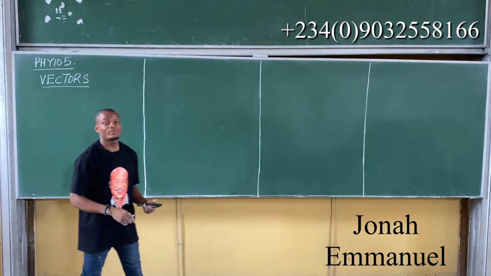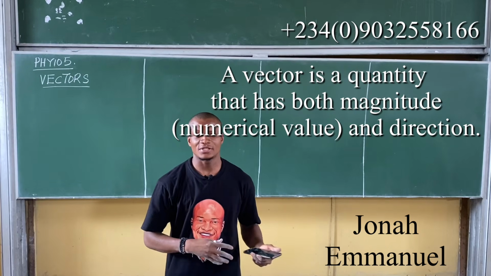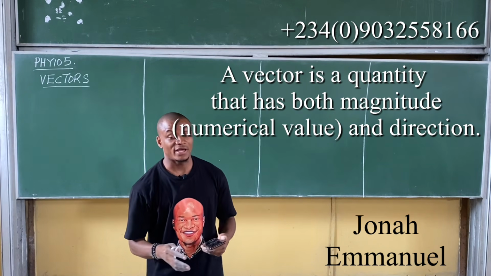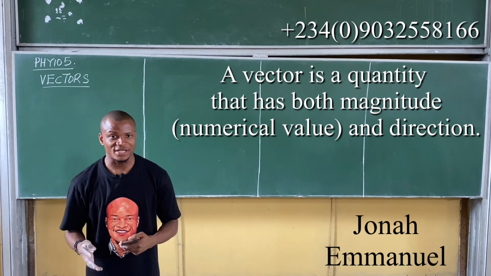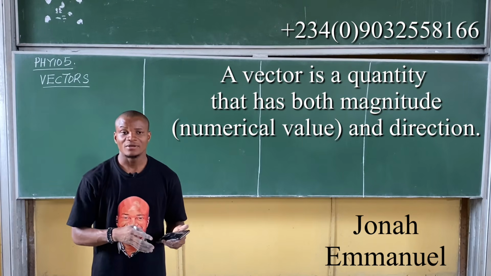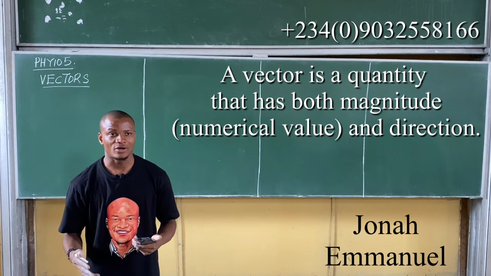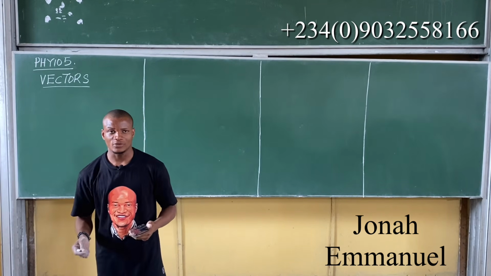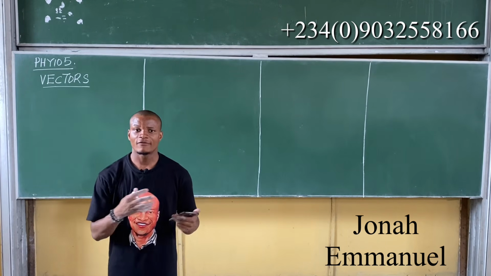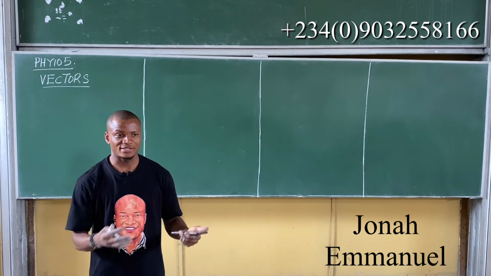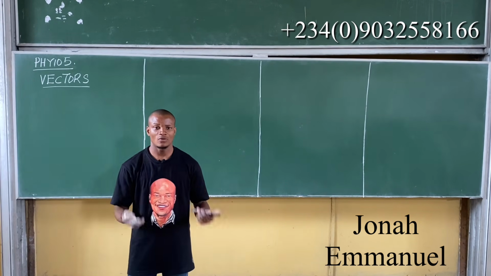Now, by physics definition, a vector is simply a quantity that has both magnitude and direction. By magnitude, I mean a numerical value, and then direction. Examples of vectors include displacement, velocity, acceleration, force, weight, and others. So these are examples of vector quantities.